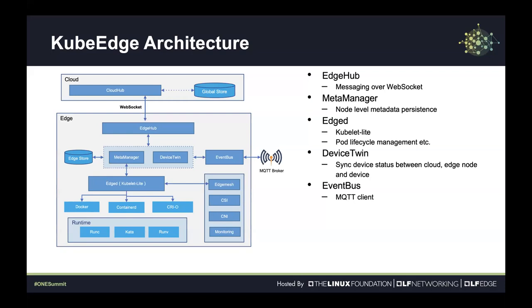And also we have a Meta Manager, that's a metadata manager. It's a local-level metadata persistence. So we have a local edge store, it's a local database. And also we have a device twin. The device twin is for the protocol: we sync device status from the device to the edge. Then eventually we sync back to the cloud.